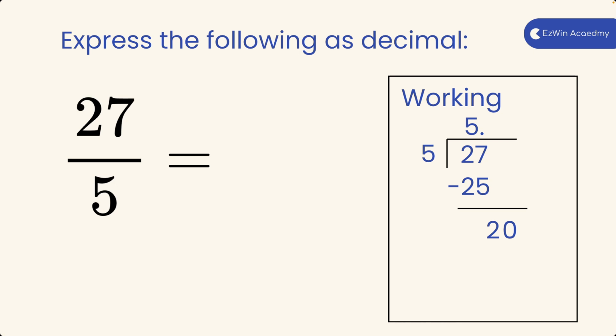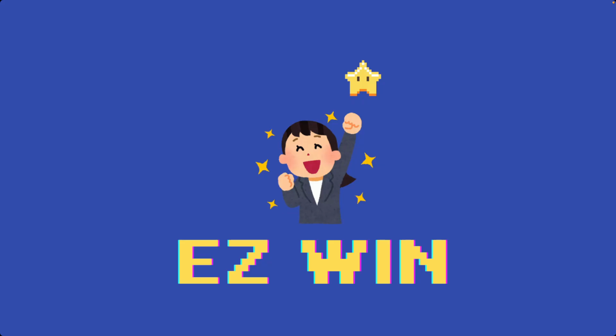And now can 20 be divided by 5? Yes. So 20 is a multiple of 5. And how we get 20 from the number 5 is the number 4. And now it gives us 0 remainder. So if your answer is 5.4, you are right. And that is an easy win.